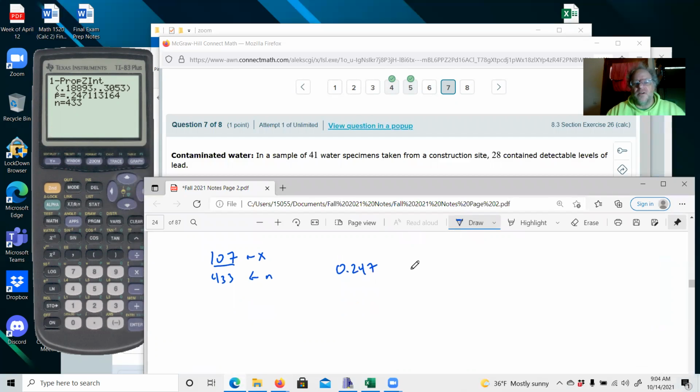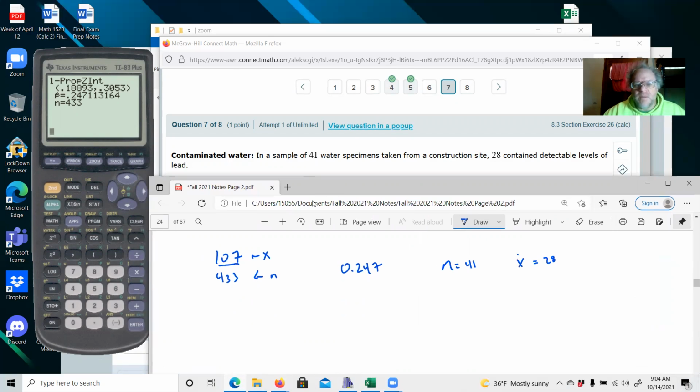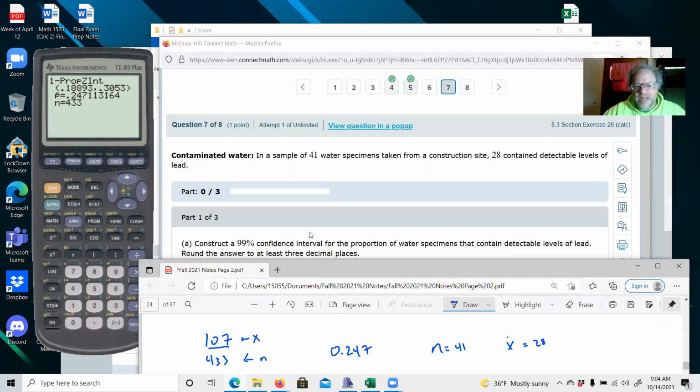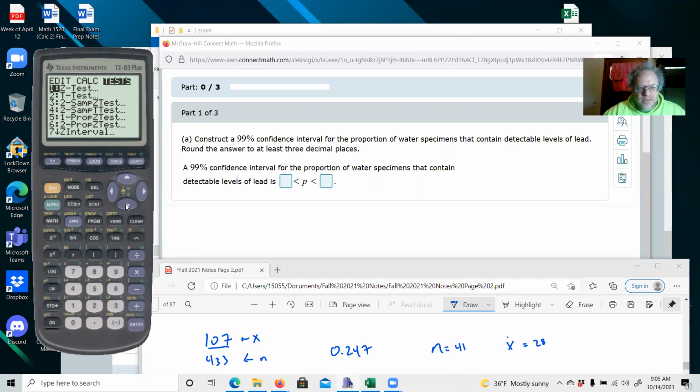So we have n is 41, x is equal to 28. We have 28 of these sites that had detectable levels of lead, and we took a total of 41 samples. Part A, construct a 99% confidence interval for the proportion of specimens that contain detectable levels of lead. So we're going to go over here, hit our stat tests, 1 proportion z interval.